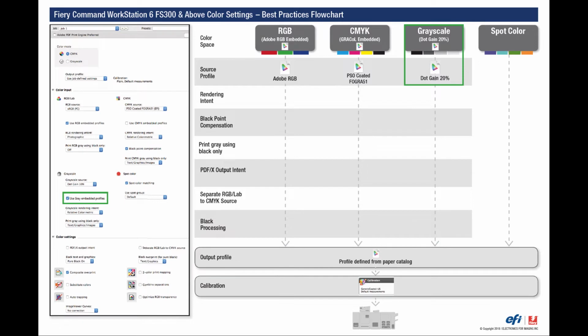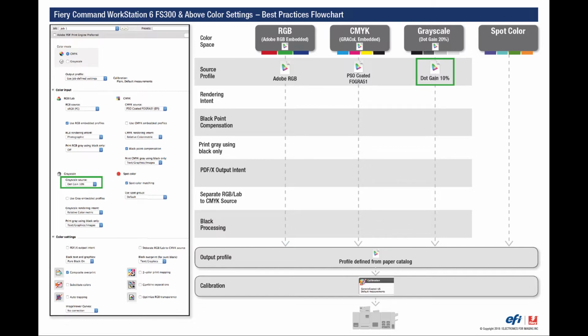The next thing I can set is the source profile for my gray. And again, this is new in FS300. Historically, we processed the grayscale using a fixed transformation to get from the grayscale information in the page description file, the PDF or PostScript, into the color management workflow. With FS300, you can now use a specific grayscale profile, such as Dot Gain 10%, and this is the one that will get used with all my files.